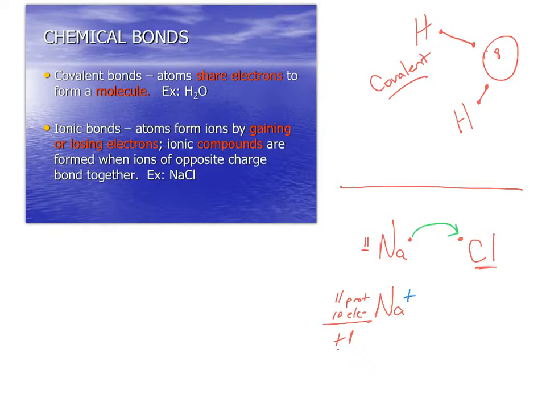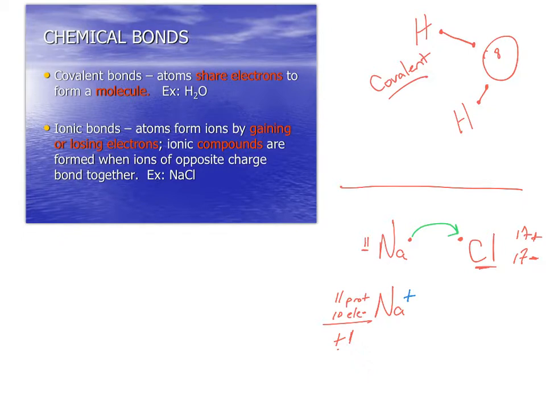Now when we take a look at chlorine, chlorine has an atomic number of 17. So it's 17 protons, that's 17 pluses. It had 17 electrons before it took one. But then after it took one, you have chlorine with an extra electron. So before, it was 17 positives and 17 negatives.